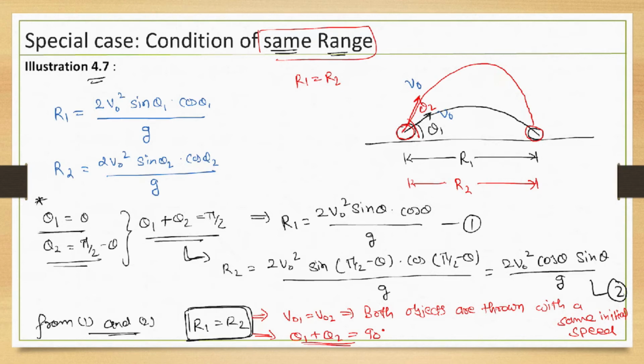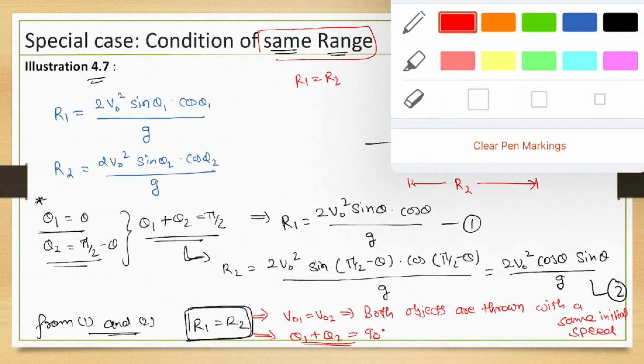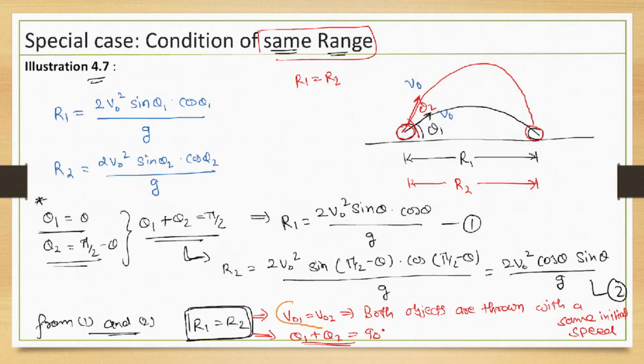90 degree. Otherwise it is not possible. Okay, so all of you guys note this, and without this condition it is again not possible. This condition is required: both objects are thrown with the same speed. If both objects are thrown with a different speed, so here v naught square is not the same, that means r1 does not equal r2.